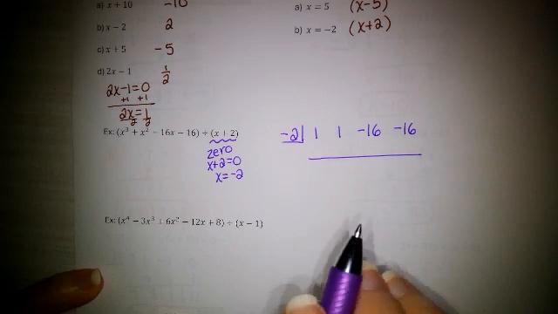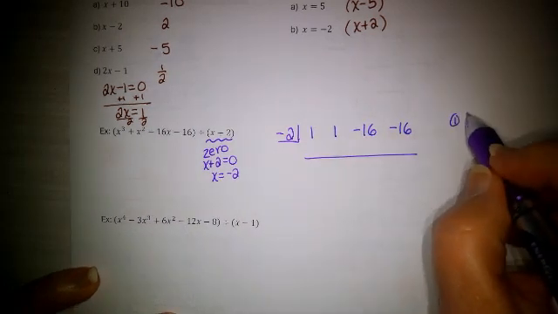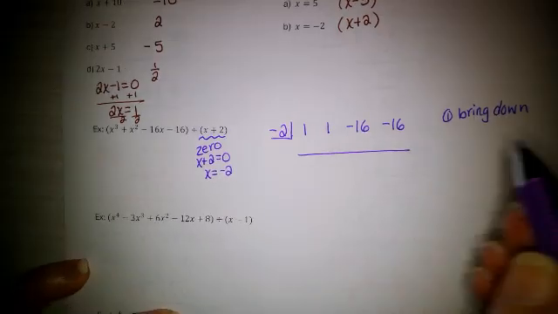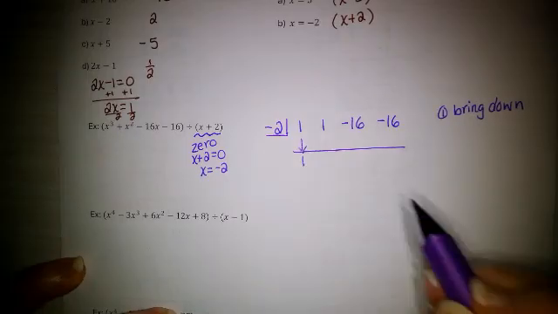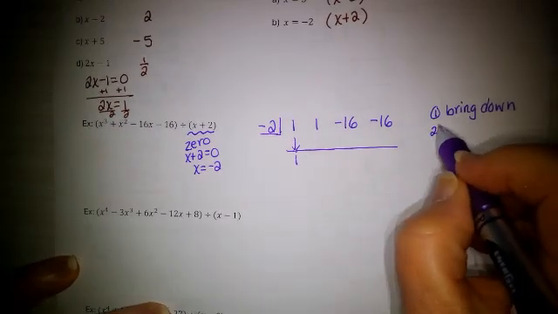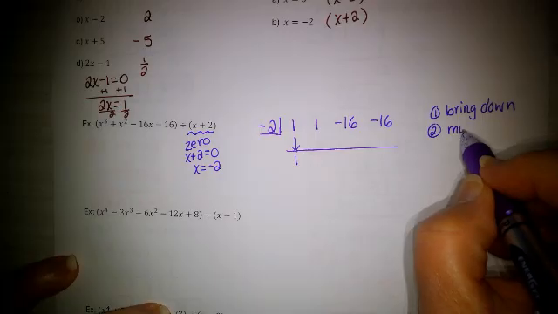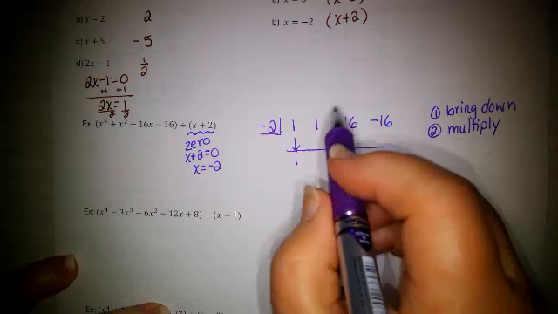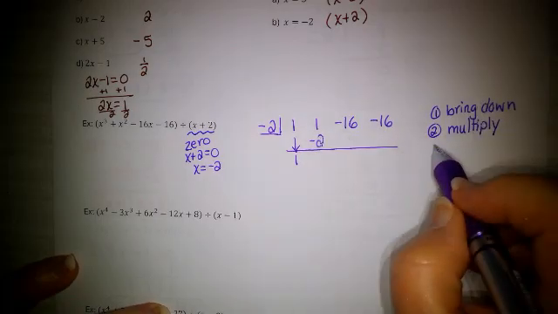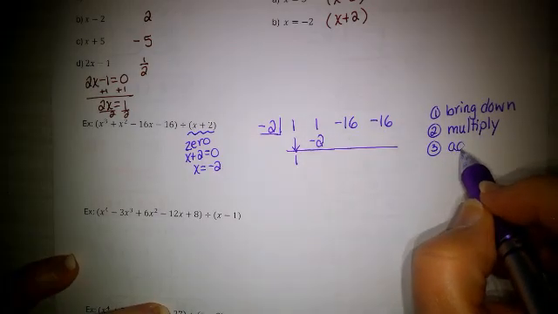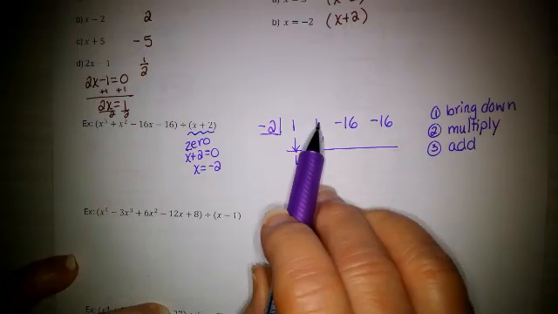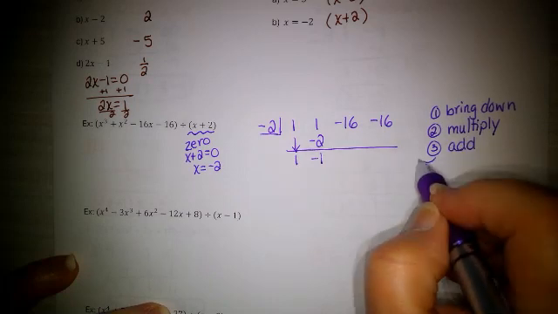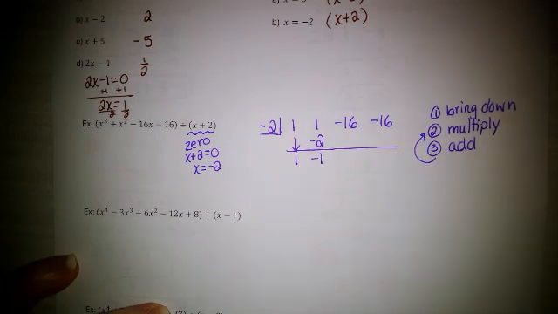So the steps to this are pretty simple. Step number 1, bring down. We're going to bring down the first term. Just the 1 goes straight down. Step number 2, we're going to multiply. So multiply 1 times negative 2 is negative 2. Step number 3, we're going to add. 1 plus negative 2 is negative 1. And we're going to keep doing this until we get to the end.